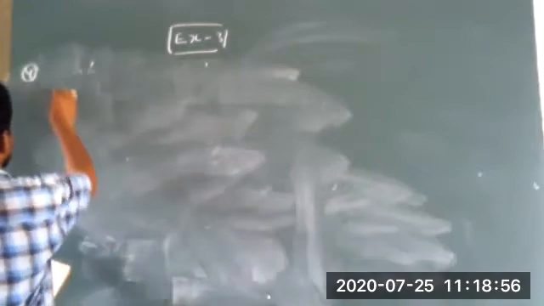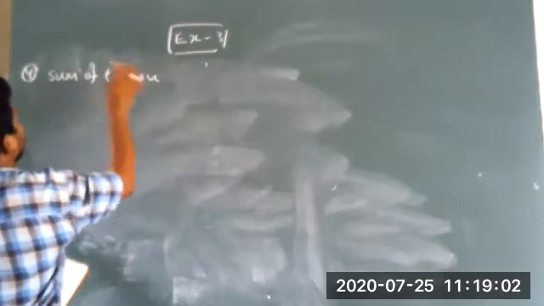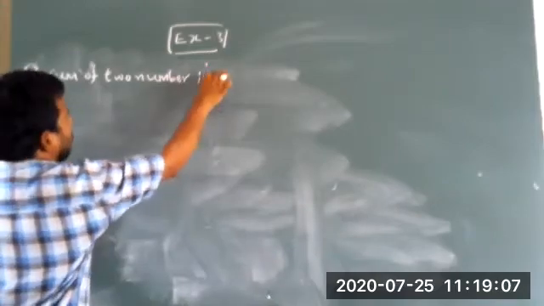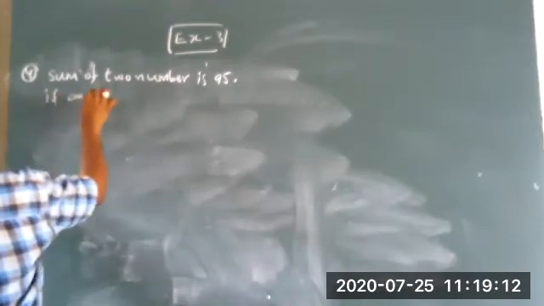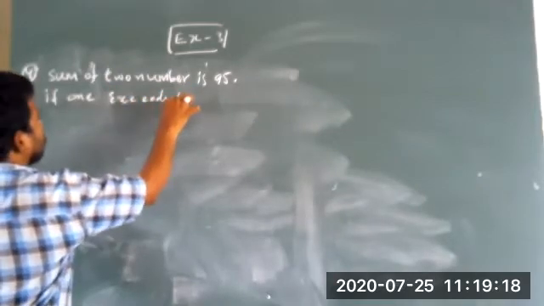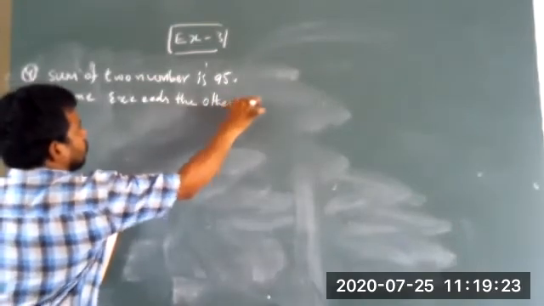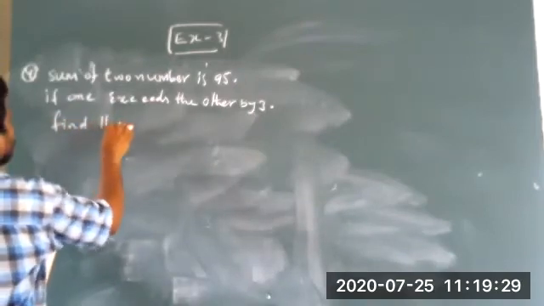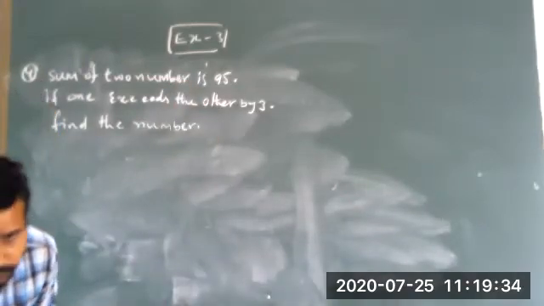Fourth problem. Sum of two numbers is 95. If one exceeds the other by 3, find the numbers. Listen to it.